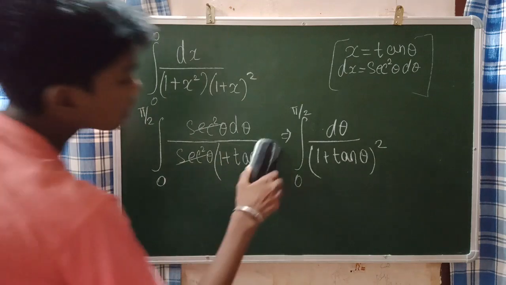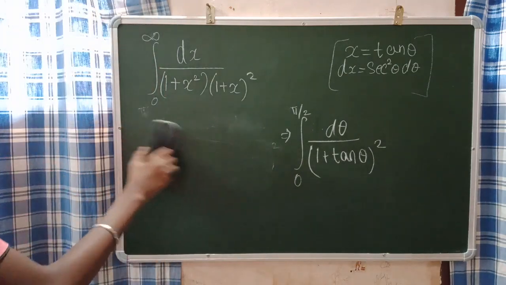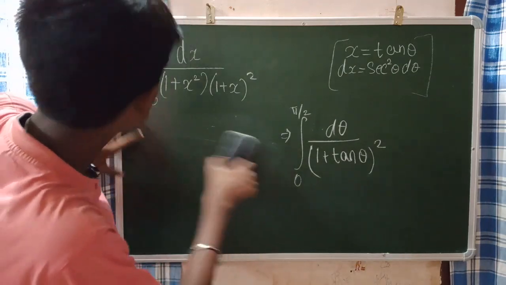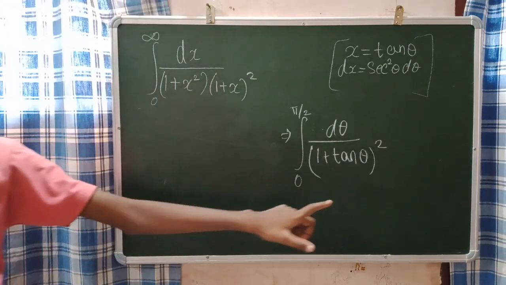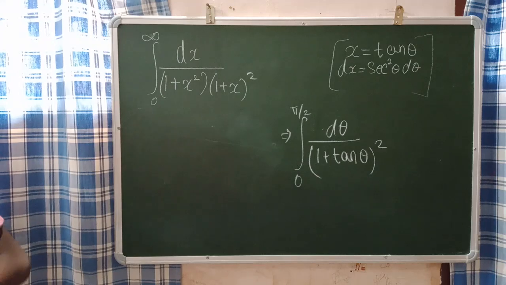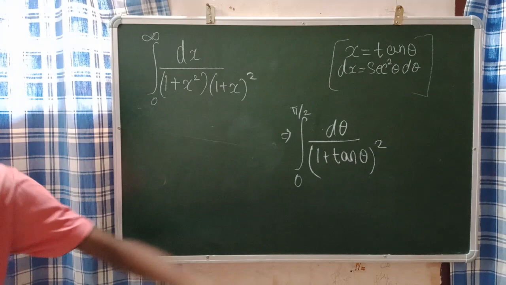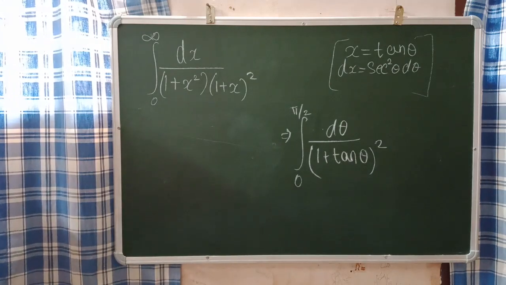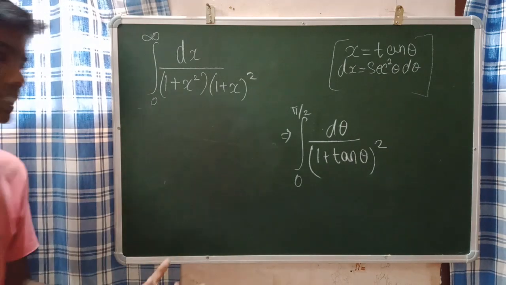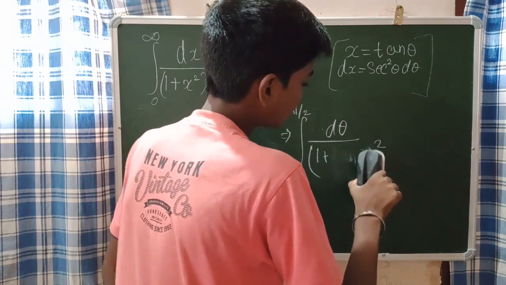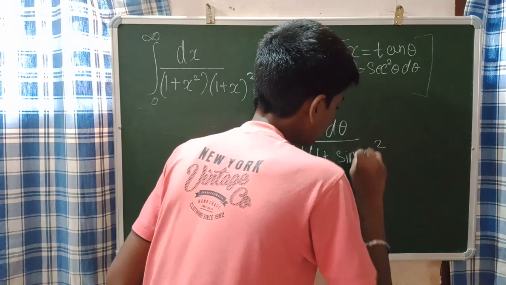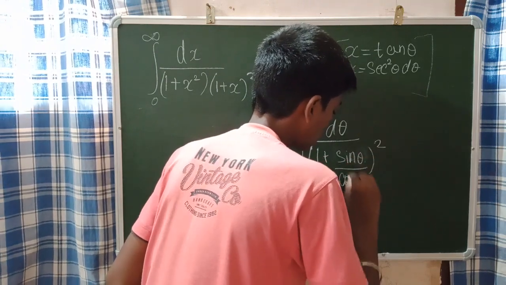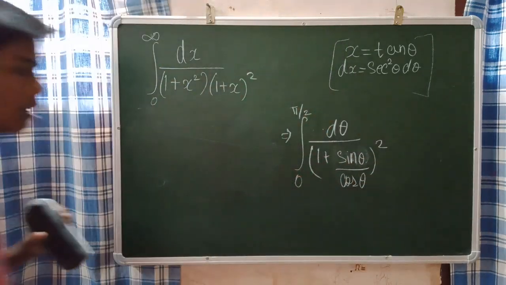Now after this, what I'm going to do is a very simple task, guys. In the denominator, inside the square, I'm having tan theta. So I'm going to write this tan theta as sin theta by cos theta. That's a basic formula, a basic trigonometry ratio. So I can write tan theta as sin theta by cos theta. This is what I wrote.